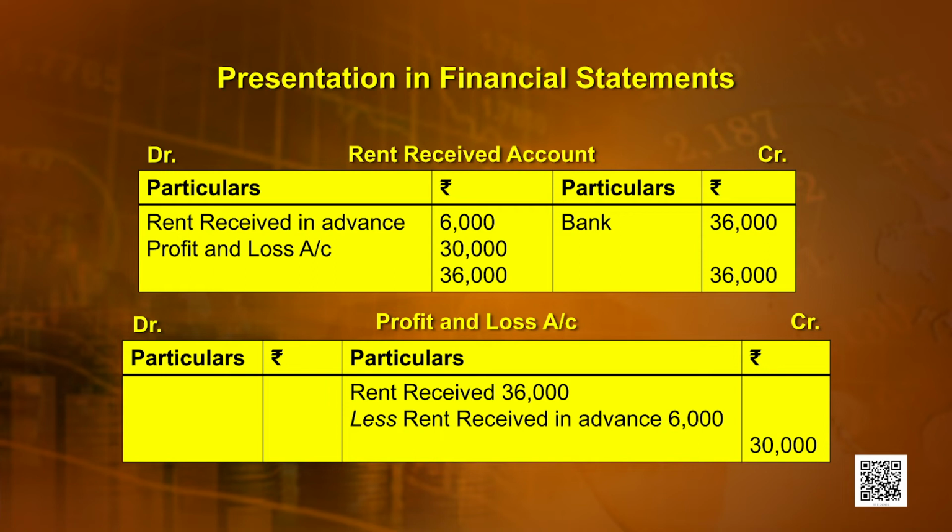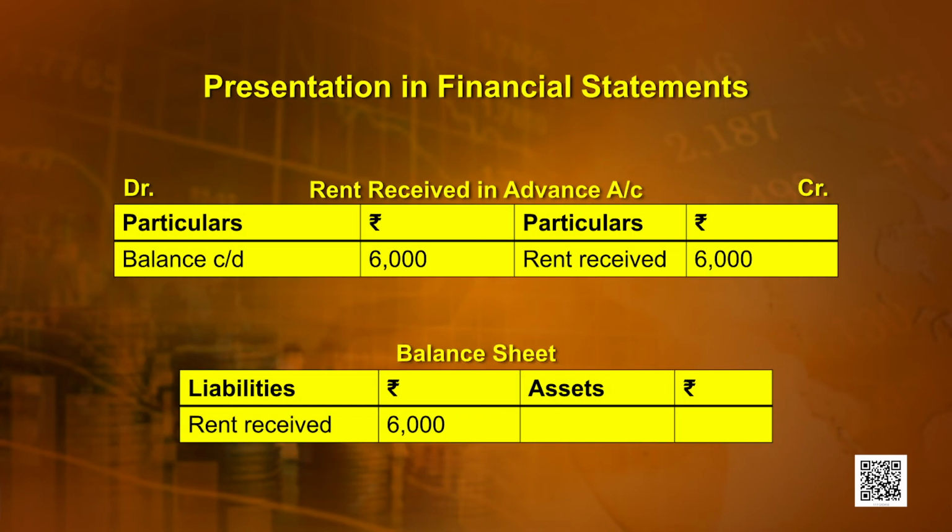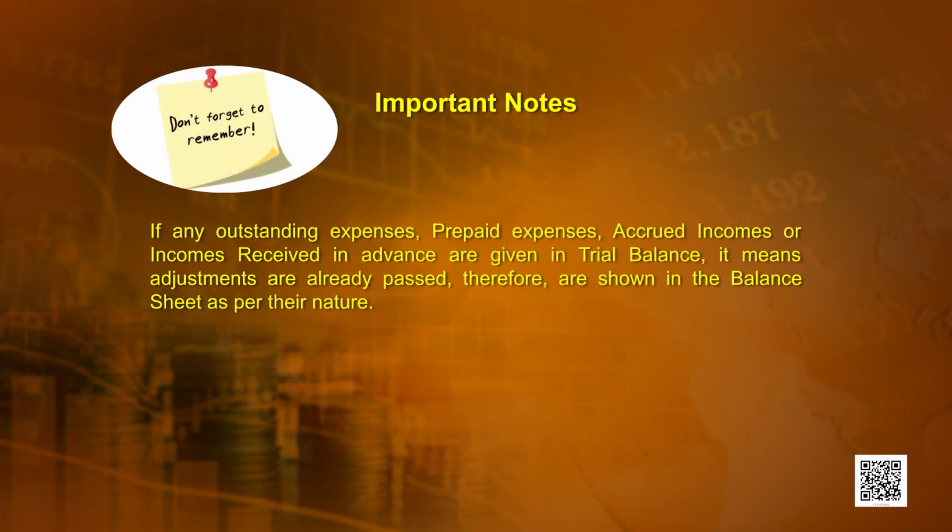Rent received in advance is income earned in advance for which services are not provided. Being a credit balance, it is shown on the liability side of the balance sheet. Keep a note: if any outstanding expenses, prepaid expenses, accrued incomes or income received in advance are given in the trial balance, it means adjustments are already passed. Therefore, they are shown in the balance sheet as per their nature.